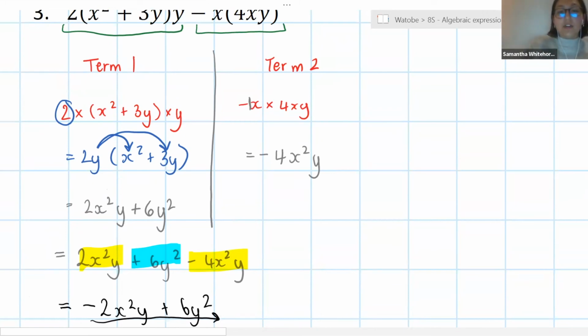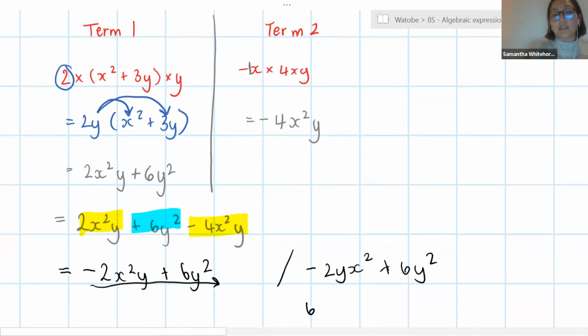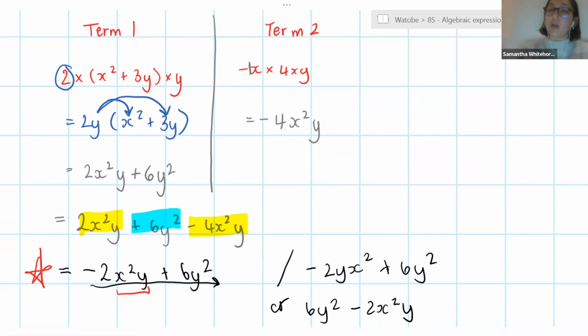Again, if your variables are in a different order, so you have minus 2yx squared plus 6y squared, or even if your terms are the other way around, so let's say you've got the 6y squared first and then the minus 2x squared y, all of those are absolutely fine. We just try and write it like what I have over here with my variables in alphabetical order. But yx squared is the same thing as x squared y, but try and put it in alphabetical order. It'll just help you in the long run as we get into more complex algebra in grade 9, grade 10, etc., etc.